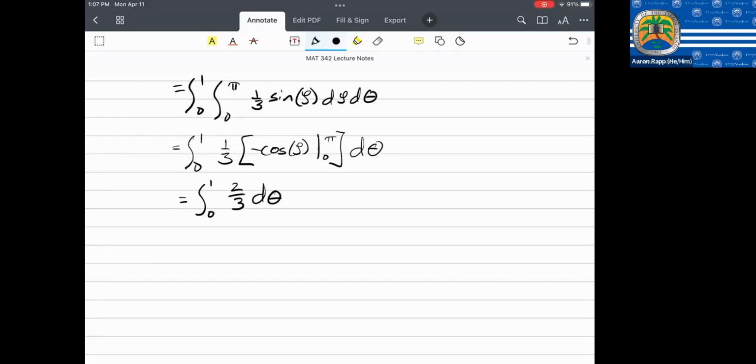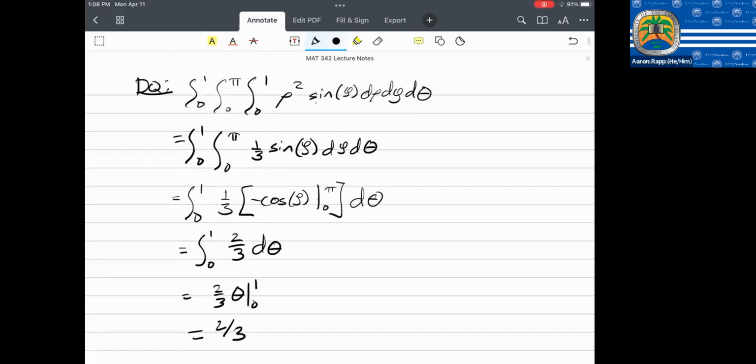And then evaluate 2/3 from 0 to 1 with respect to theta. That integral, well, antiderivative of 2/3 with respect to theta is? Evaluate from 0 to 1, which makes it. Oh, dang it. All right. More importantly now, though, any questions?